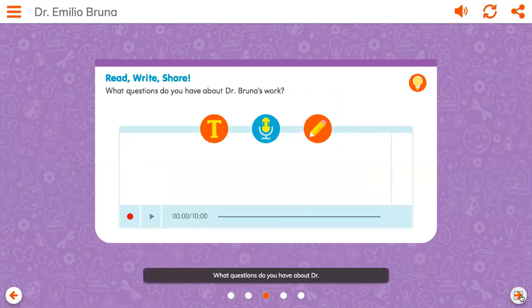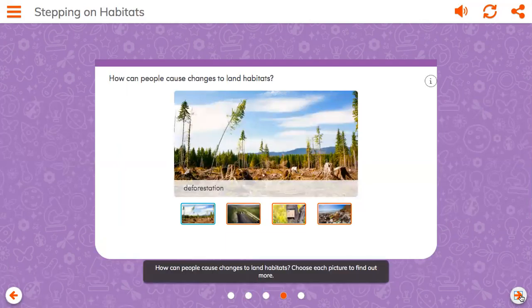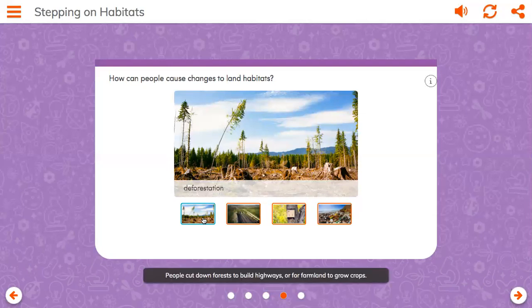What questions do you have? How can people cause changes to land habitats? Choose each picture to find out more. People cut down forests to build highways or for farmland to grow crops. These changes are called deforestation.